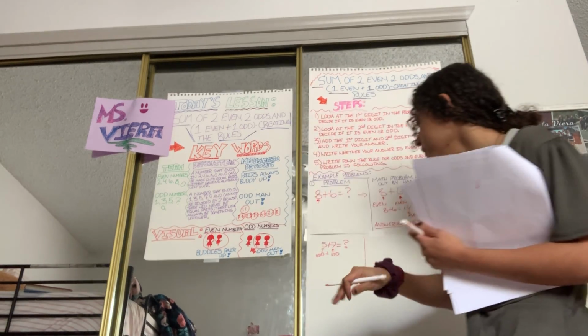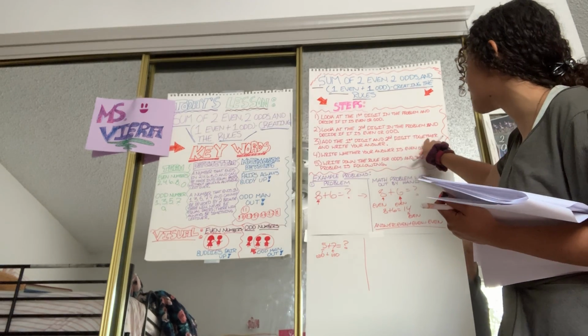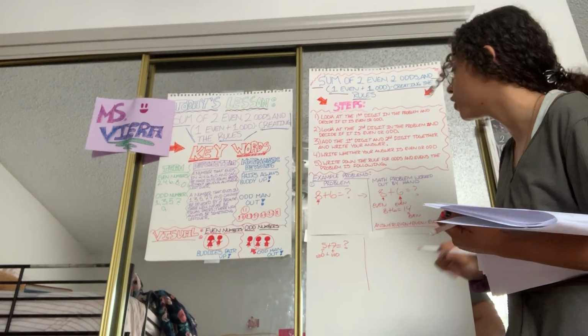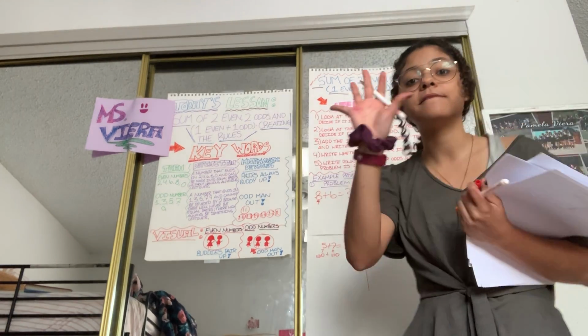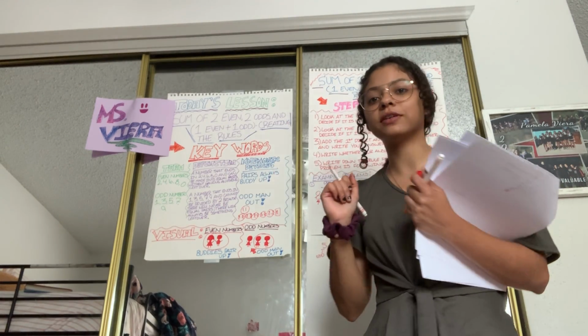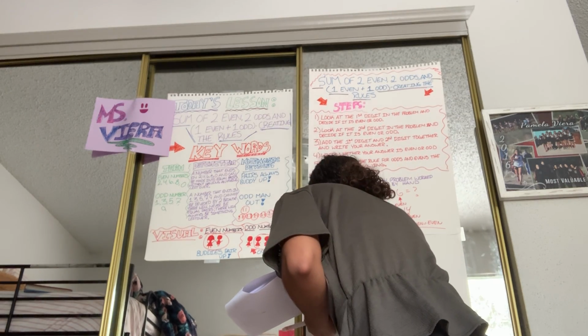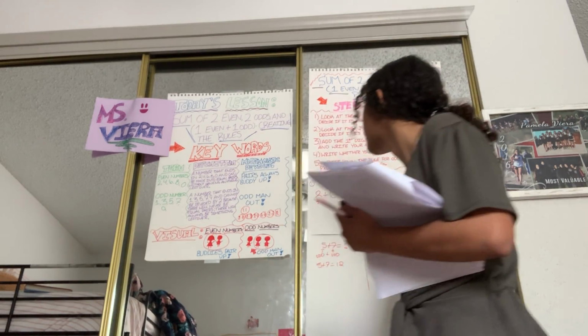Our third step said, add the first digit and second digit together and write your answer. So we're going to add them. 5 plus 7 equals what? 12. Yes, 5 plus 7 equals 12.